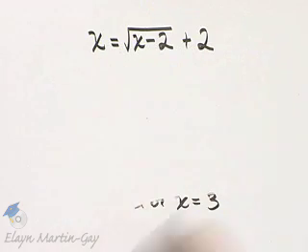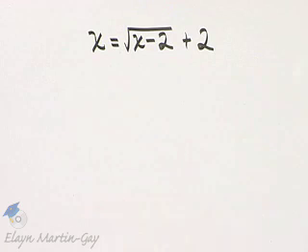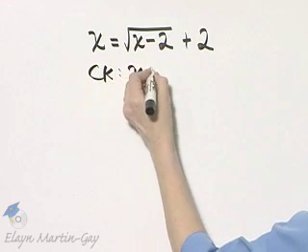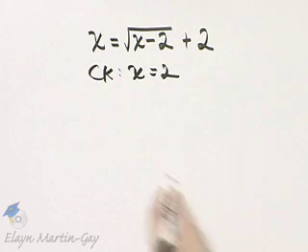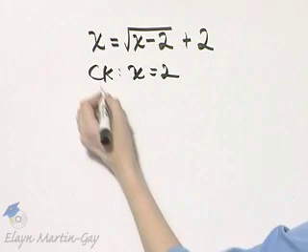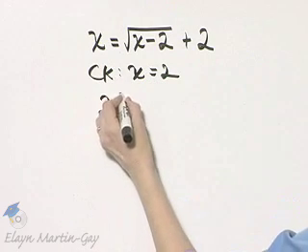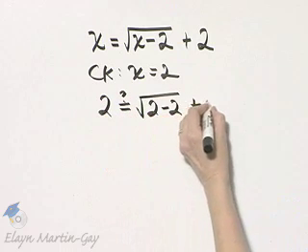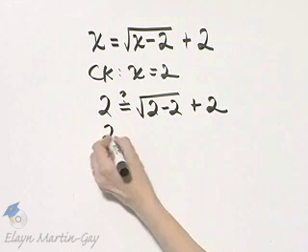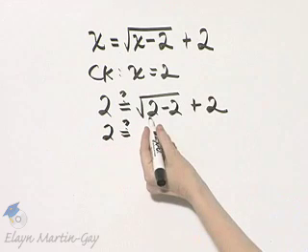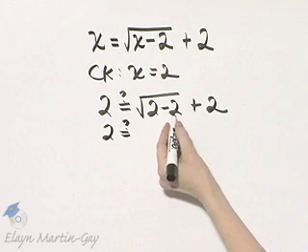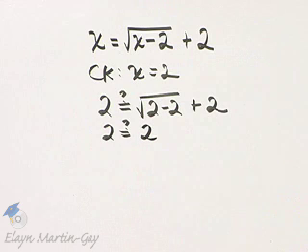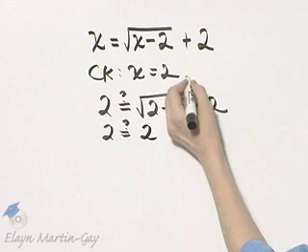So I'm going to check these separately. Let's check 2. How do we check? Everywhere there's x, I write 2. So is 2 equal to the square root of 2 minus 2, plus 2? Well, is 2 equal to, that's the square root of 0, which is 0, and 0 plus 2 is 2, so 2 checks, it is a solution.